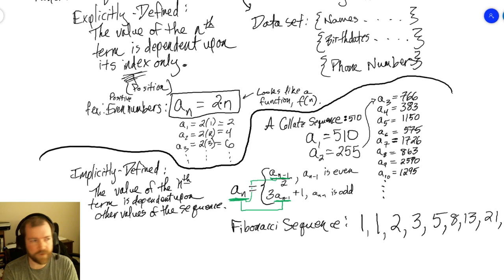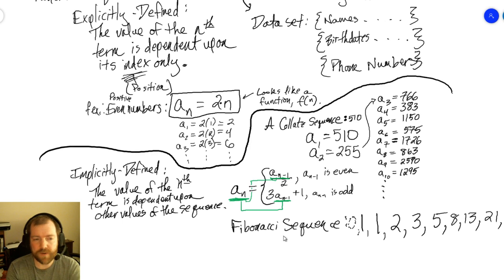21, 34, 55. Yeah, that's going to just keep going right off the page. 21, 34, 55, 89, and 144 are the only ones that I care to memorize. And oftentimes you'll see this prefaced by a 0 term at the beginning.